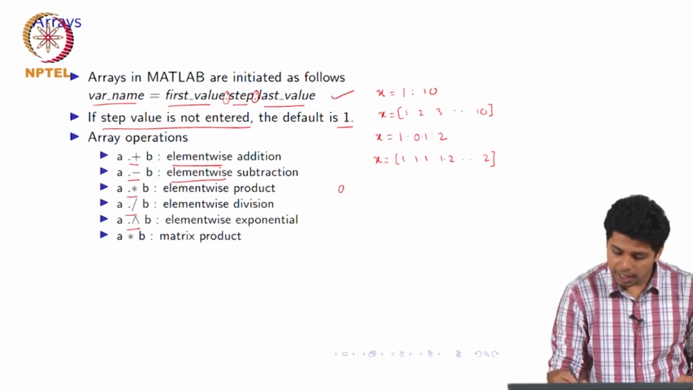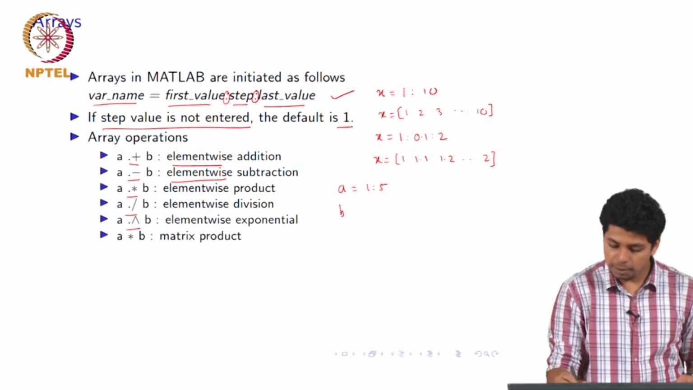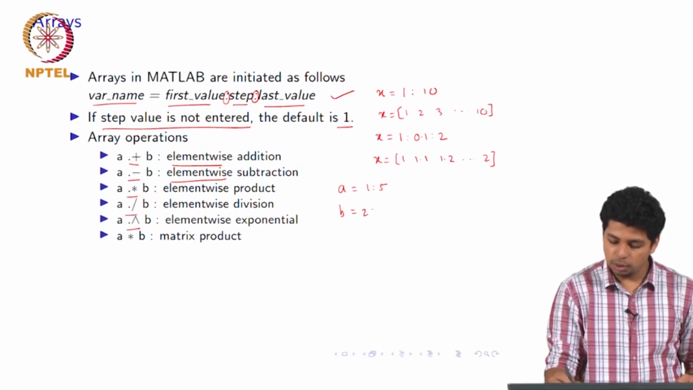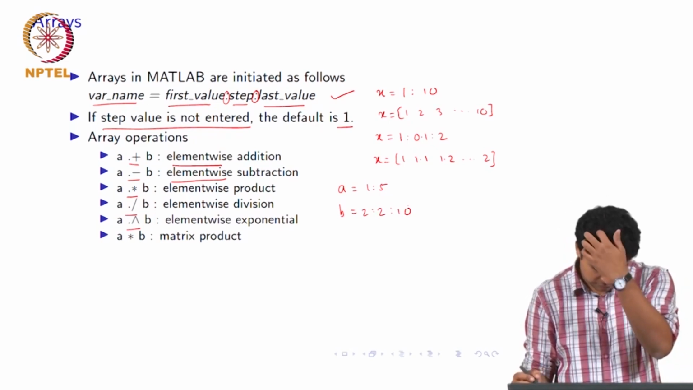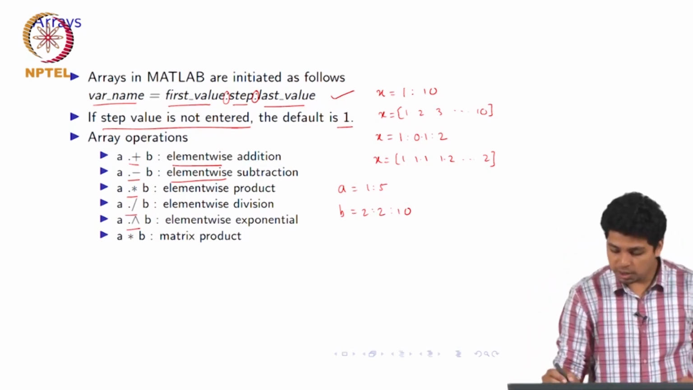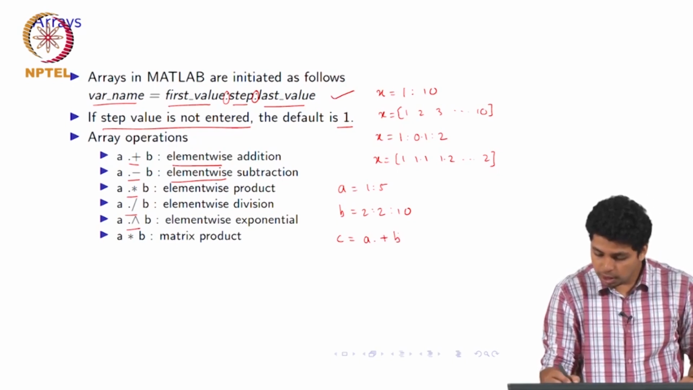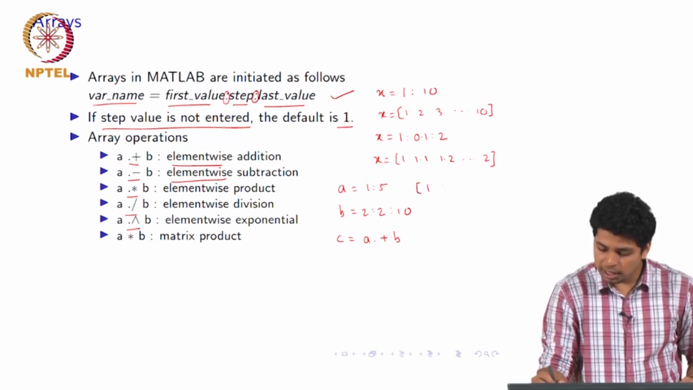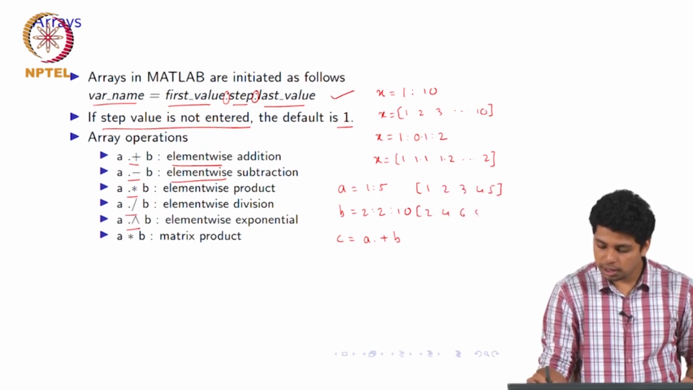Say suppose I have A which is storing 5 values from 1 to 5, and I have B which is storing 5 values again, say from 2 to 10. This will not store 5 values unless we put the step size as 2 and the last value as 10. So what dot plus will do is this: say if we put a variable c is equal to a dot plus b, it will add these elements. Say elements of a are 1, 2, 3, 4, 5 and b are 2, 4, 6, 8 and 10.